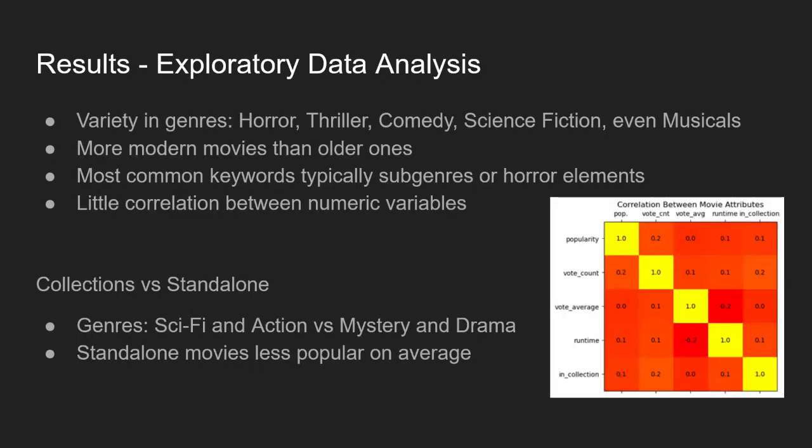Now for the results. Exploratory data analysis revealed a lot of variety in genres. Besides horror, there was thriller, comedy, science fiction, and even musicals found. The dataset had more modern movies. The most common keywords were usually either subgenres or common horror elements. There was little to no correlation between numeric variables, as seen in the plot below. Collections tended to favor the science fiction and action genres, while standalones were more likely to be mysteries or dramas. Standalone movies also tended to be less popular on average.